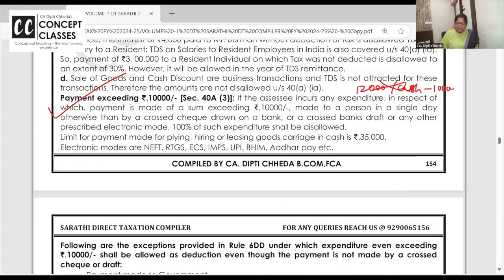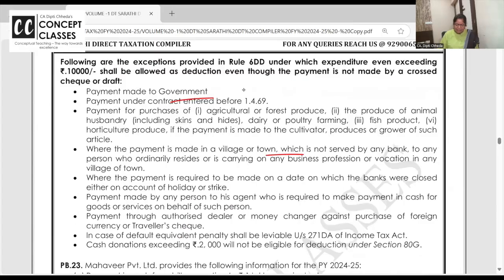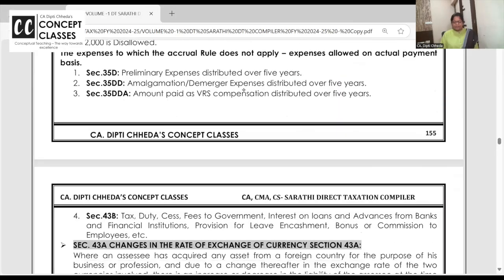Except in case of a transporter, a person who is making payment for plying, hiring, leasing business, and all. Transport related payments, on road they pay toll and this and that. Now that also has become FASTag. Cashless government we are going. All UPI online modes are available. So there still the limit is 35,000.